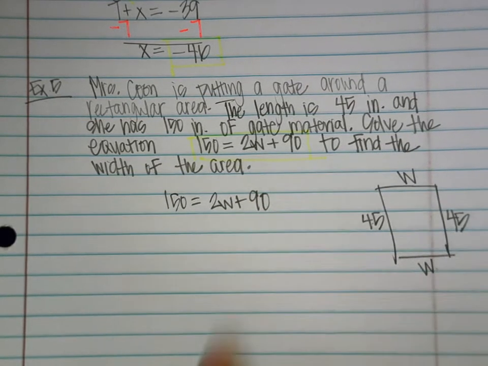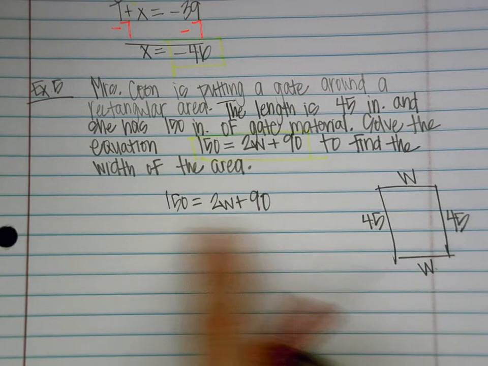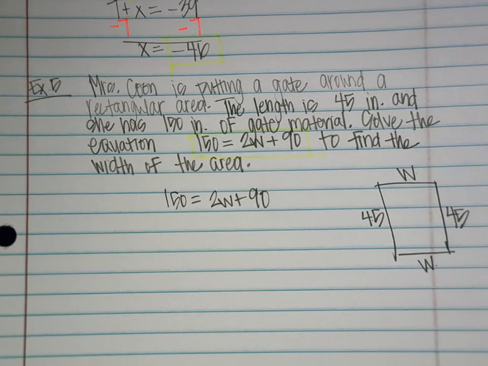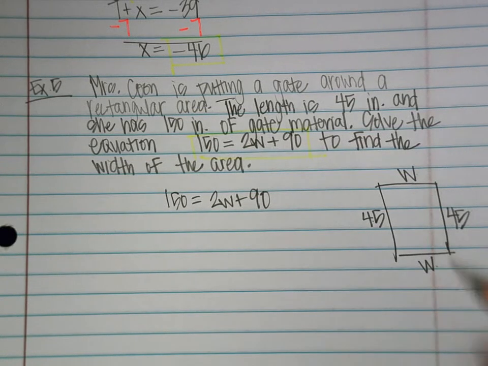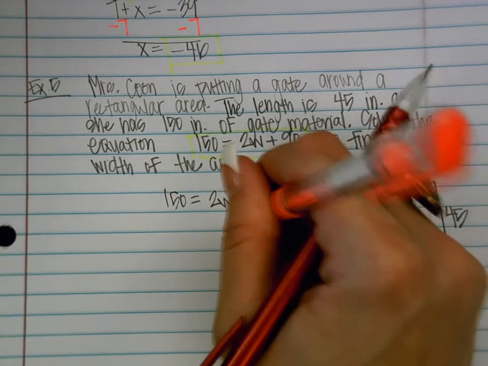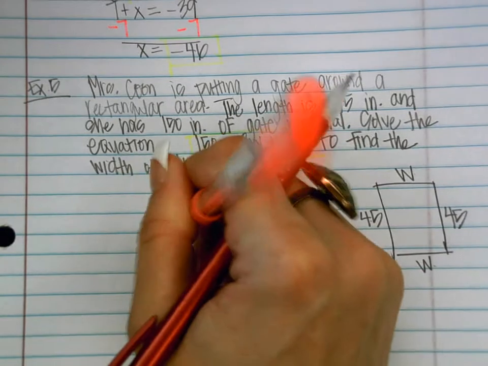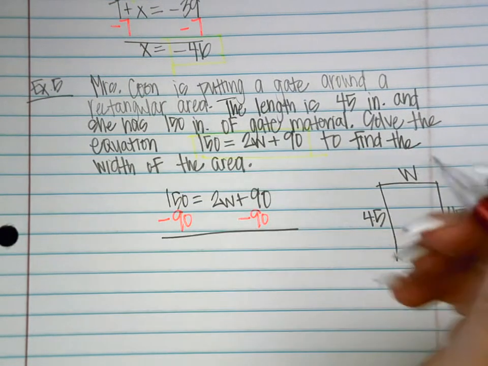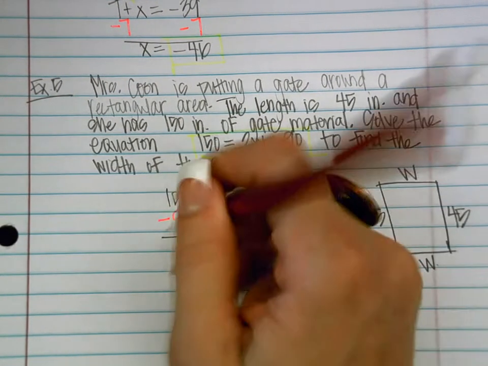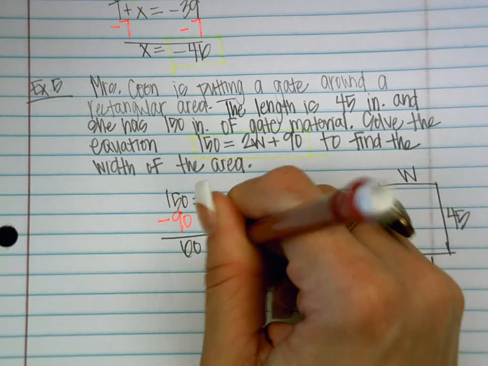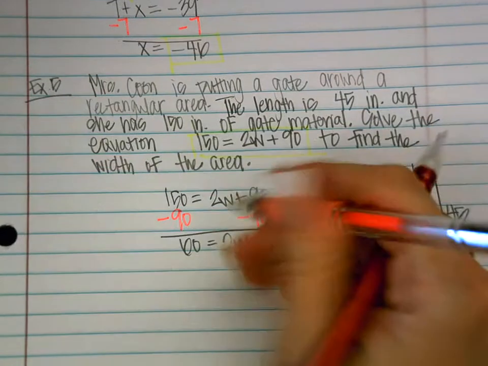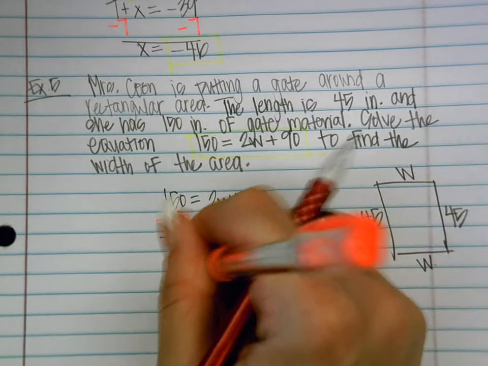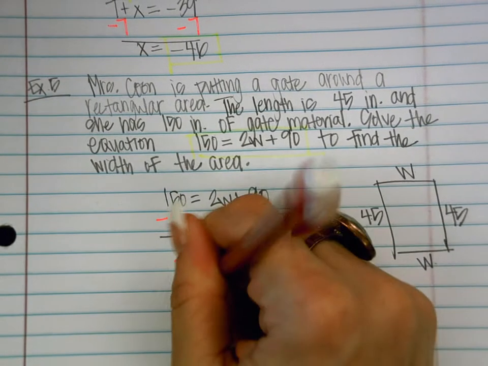So how would you start to solve this equation? What would be your first step? Darian, what do you think is the first step that I would use to solve this equation? Exactly. Start by subtracting the 90. If I subtract 90 from each side, 150 minus 90 should give you 60 equals 2w. Then what would my next step be? Divide both sides by 2. And you get 30. We should get that 30 is equal to the width.